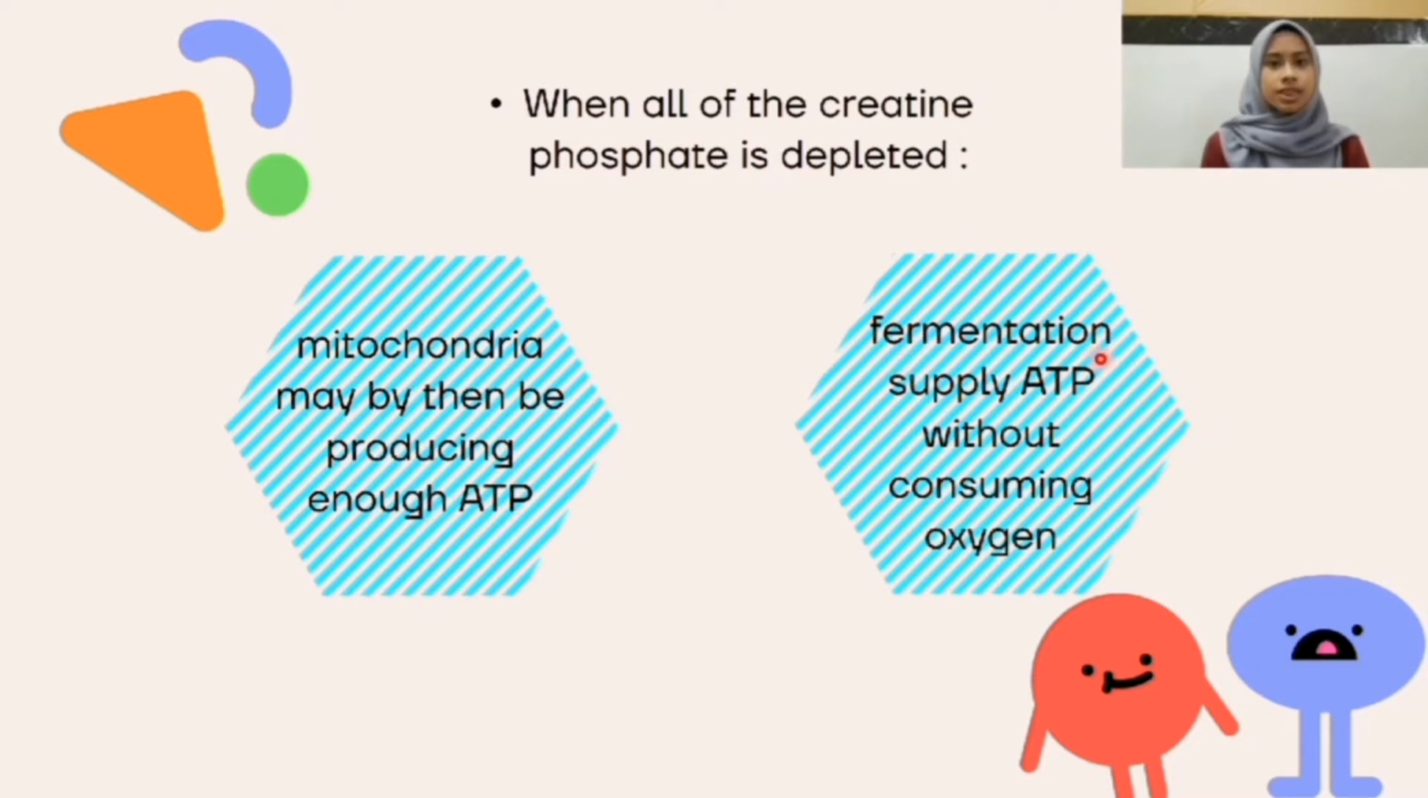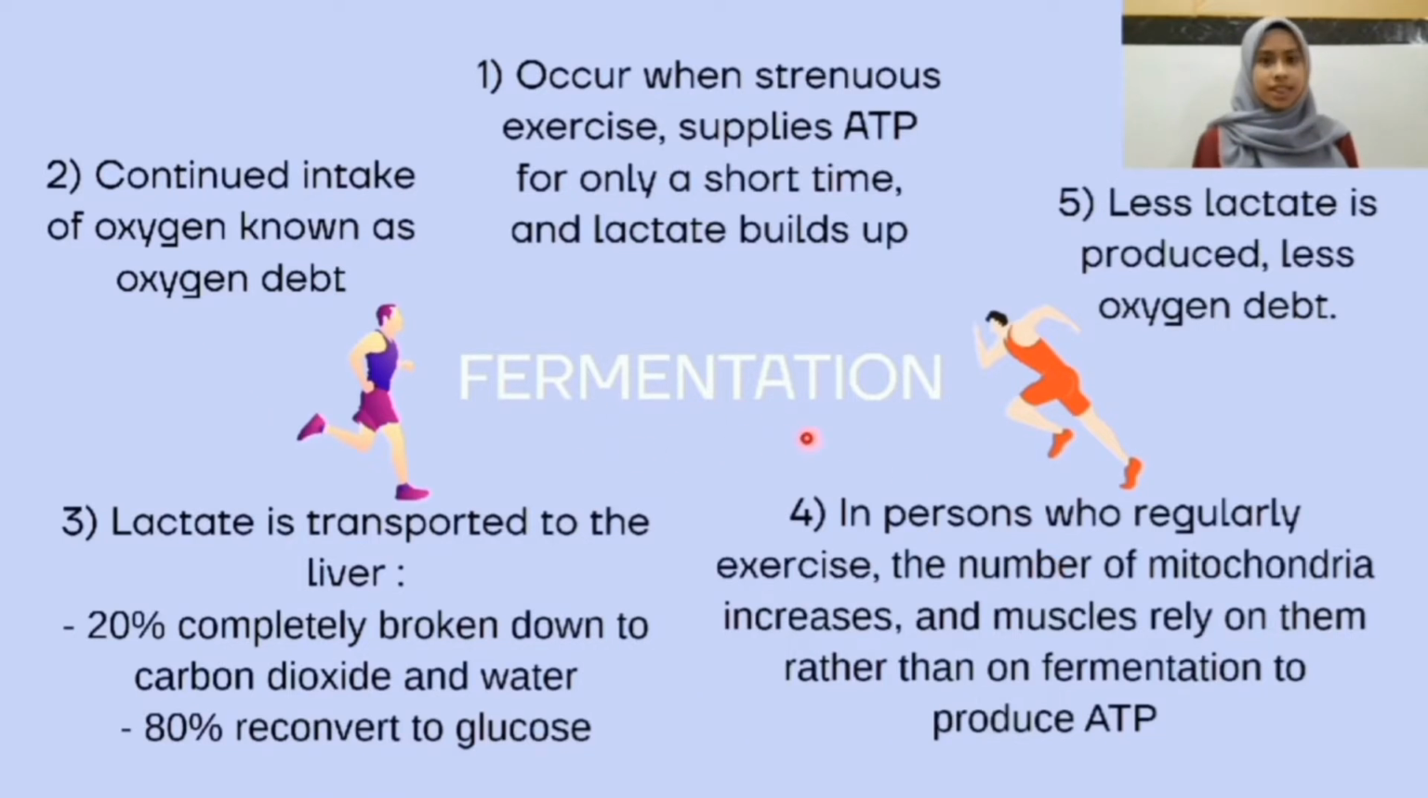If not, fermentation is the second way for muscles to supply ATP without consuming oxygen. Fermentation, which occurs when strenuous exercise first begins, supplies ATP for only a short time and lactate builds up. We all have had the experience of needing to continue deep breathing following strenuous exercise. This continued intake of oxygen, which is required to complete the metabolism of lactate and restore cells to their original energy state, is known as oxygen debt.